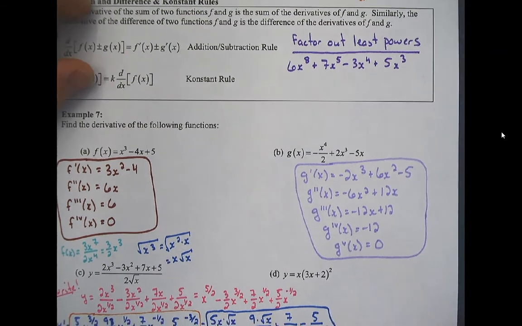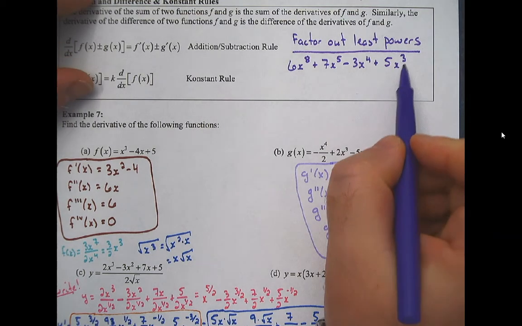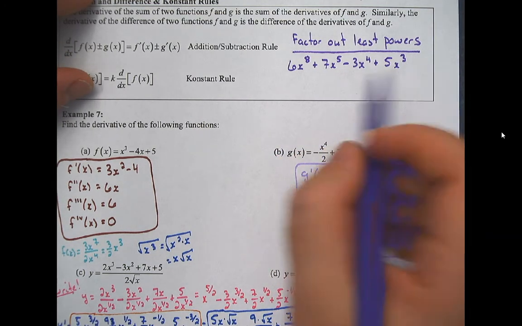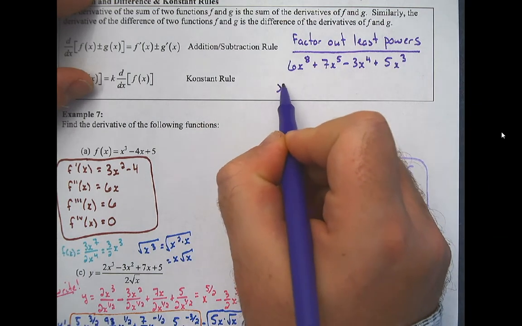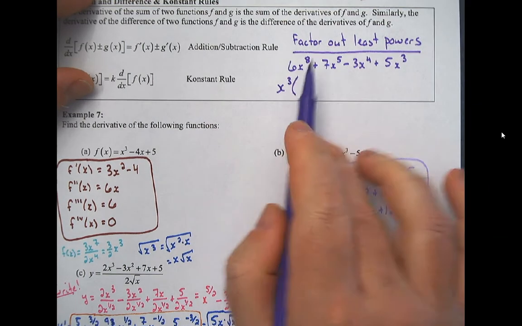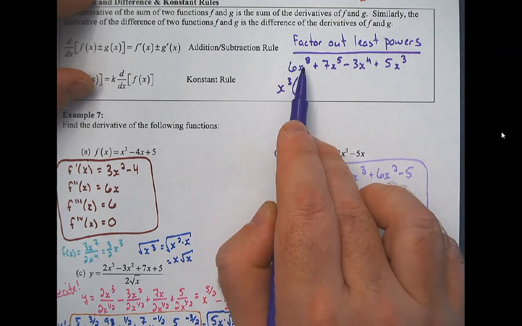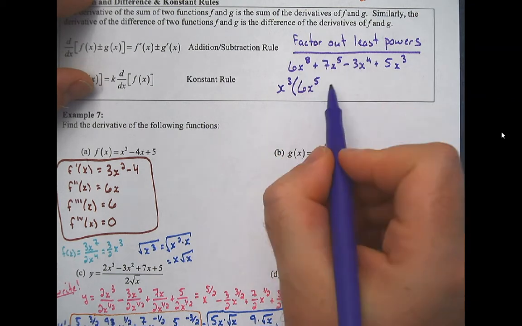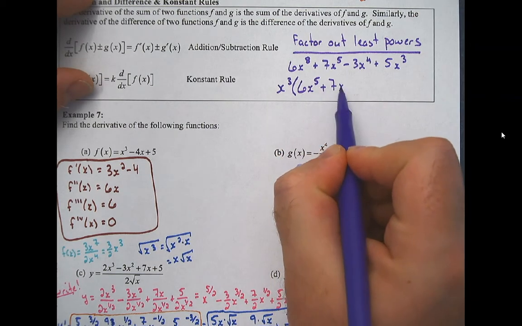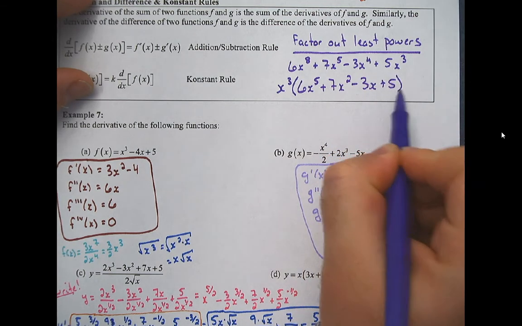All right, if we look at our coefficients, we don't have anything in common, but we do have a number of x's in common. The least power is x cubed, so I'm going to factor out an x cubed. Now, what happens to all these exponents? If I take away 3 of them out front, that's only going to leave 5 of them in here. So 6x to the 5th plus 7x to the 2nd minus 3x plus 5.